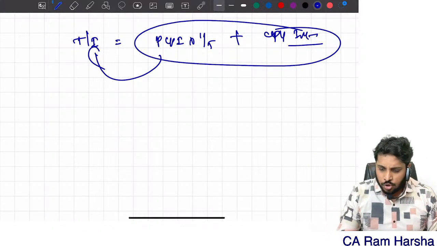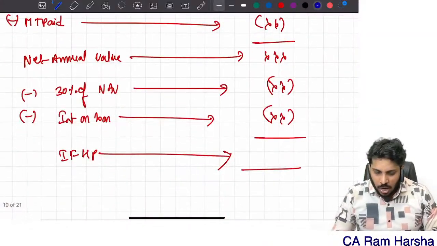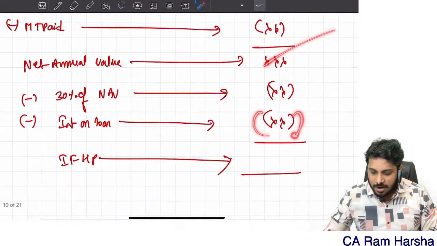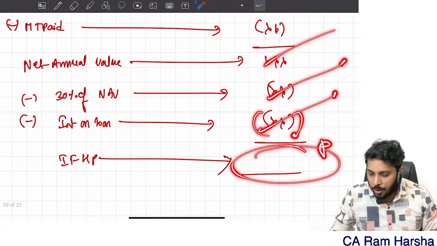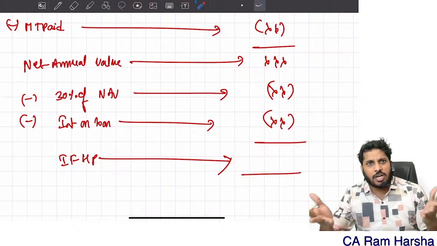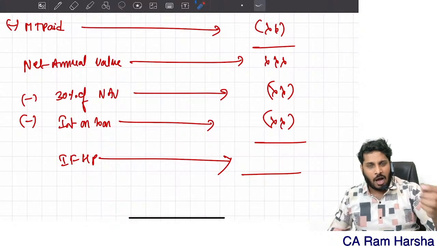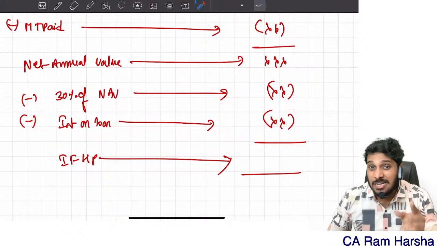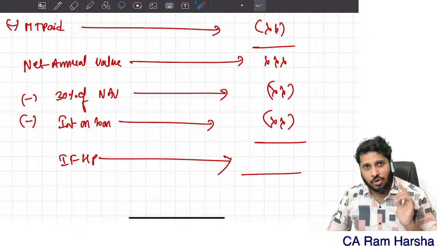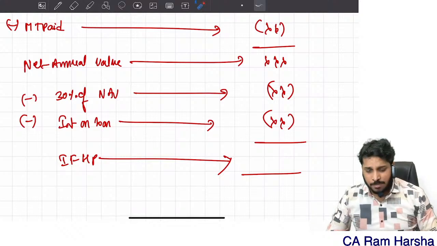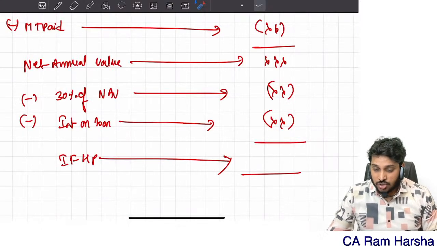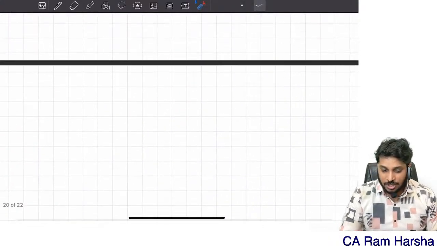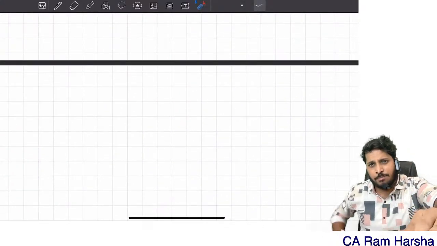Clear? Now look back. So how to calculate interest? Now we understood. Reduce it from gross annual value: net annual value minus 30% minus interest, whatever. Positive is income from house property, negative is loss from house property. As simple as that. However, for interest on loan, there is a limit applicable. From here the logic is very important, be careful.